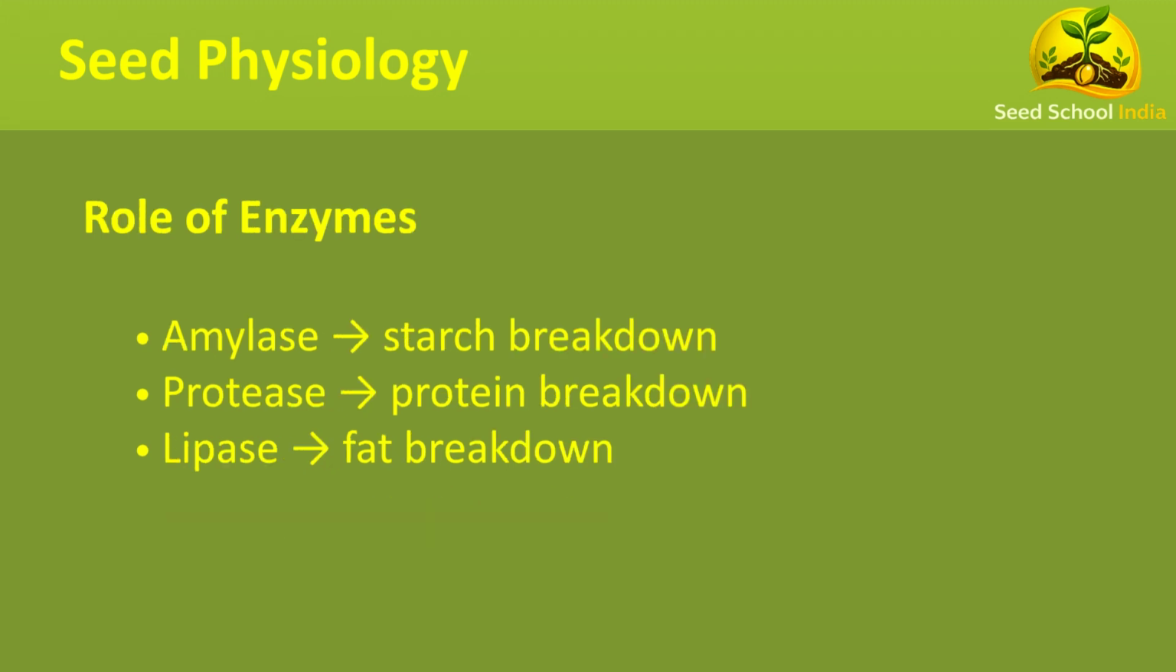Enzymes play a crucial role during germination. They are a driving force of germination. Amylase converts starch into sugars, which provide immediate energy. Proteases break down proteins into amino acids needed for new tissue formation. Lipases convert fats into usable energy. Without these enzymes, germination cannot proceed. These simpler molecules provide energy and building blocks for the growing seedling.